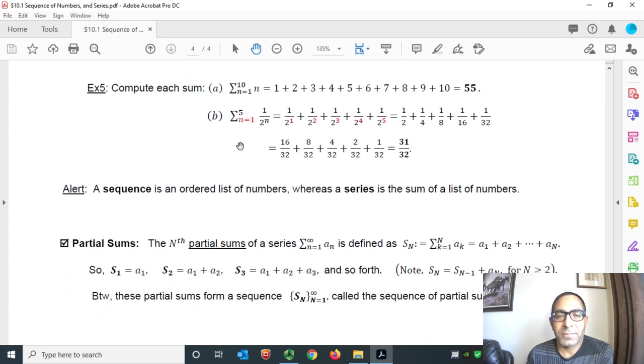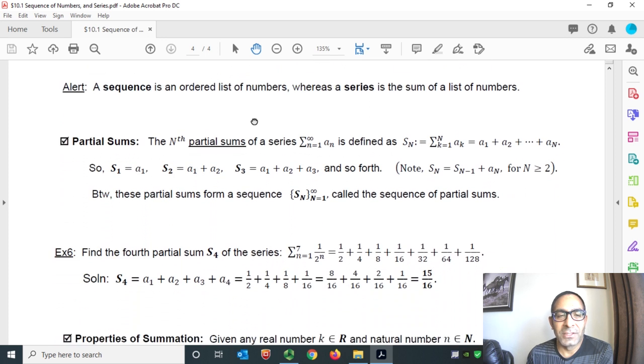Similarly, in part B, the summation of 1 over 2 to the power n, and n runs from 1 to 5. So start from n equals 1 and then stop at n equals 5 and add all those terms, and in simplified form it turns out that the summation equals 31 over 32. Great. I hope this summation makes sense to you all. Now, quick alert. A sequence is an ordered list of numbers and a series is the sum of a list of numbers. So sequence and series are different.